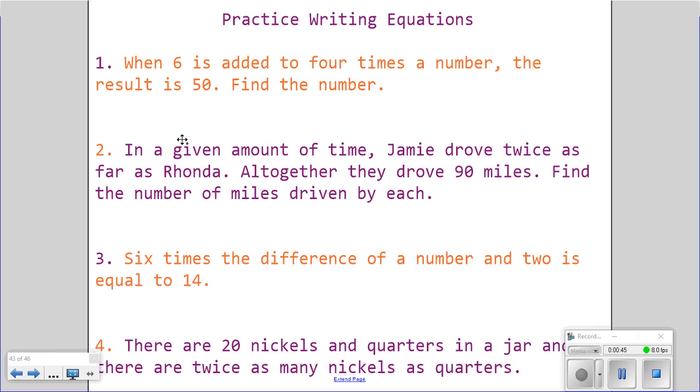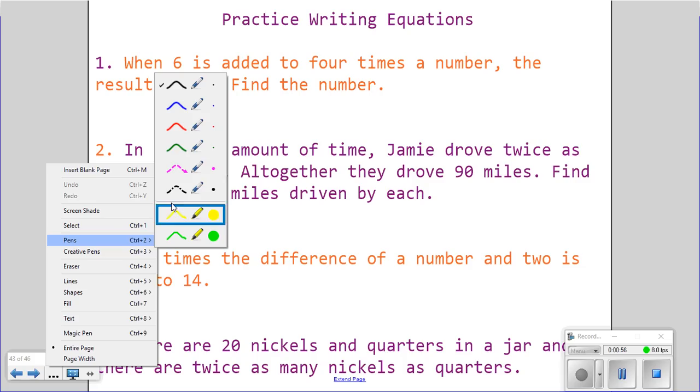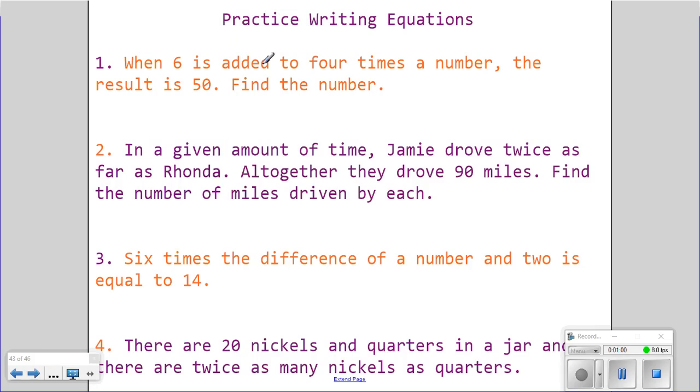So let's practice writing an equation. Number one, when 6 is added to 4 times a number, the result is 50. Find the number. We're not going to actually find the number, but we're just going to practice writing this equation.